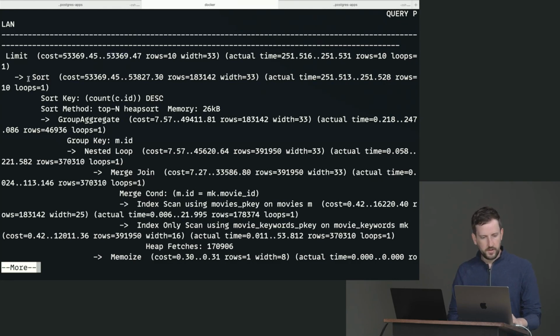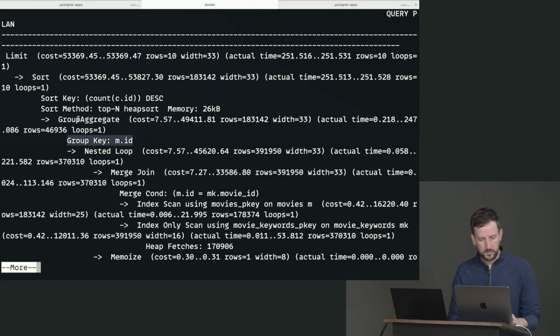But here you can see that most of the sort's cost was in its setup. It had to sort 183,000 rows. That's a lot. It's sorted by the count. It did a heap sort. I don't know anything about sorts, so I don't know how it chooses that.